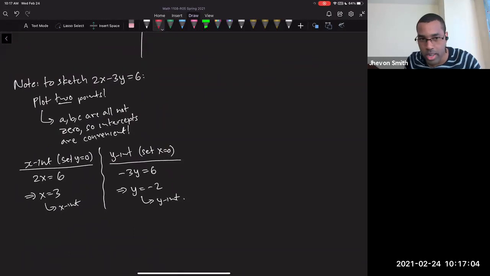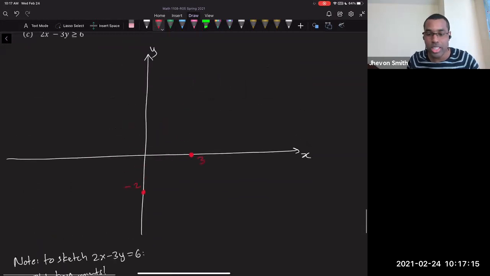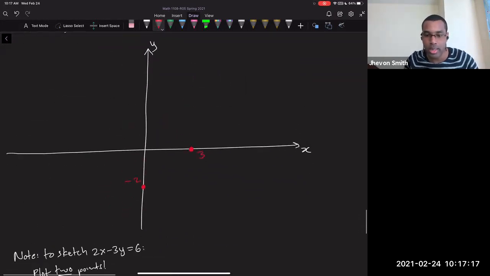Now, let's find another point. No, we don't find another point because Jhevon told us you need at most 2 points. You start finding other points, you are now wasting time. You're doing stuff you shouldn't be doing. So it turns out 2 points is enough to sketch a line. So now I'm going to sketch the line.